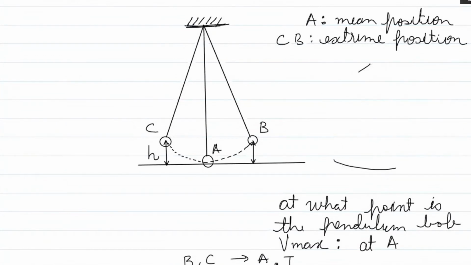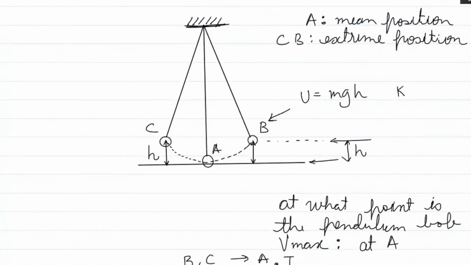So what we write is, at point B, your potential energy will be mgh. Also, what I've tried to show is, if this is a reference line for mean position, this is a reference line for the extreme position. You can see that the bob of the pendulum has gained height. That means it will gain potential energy. Since the velocity is zero, the kinetic energy will be zero.